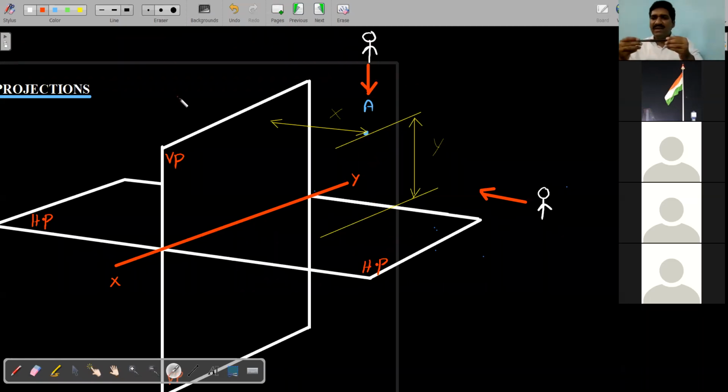See, there is a marker I'm having in my hand. Okay, so in the front view, I can see this height. In the front view. Okay, but in the top view, can I see this height, all of you? No. But how to see the top view? You have to see the top view exactly from the top of the body.